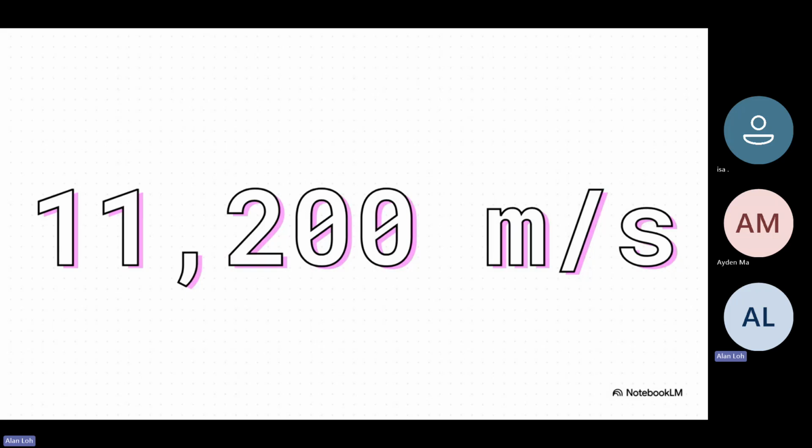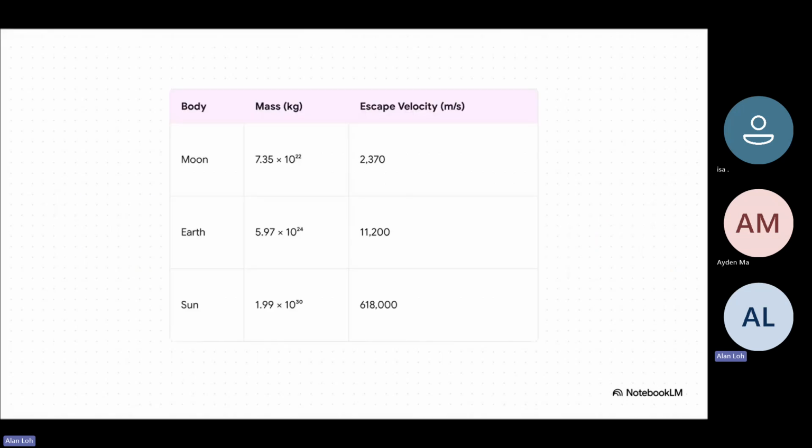And the number you have to hit, it's just staggering. To break free from Earth's gravity completely, you have to be going over 11 kilometers every single second. That's the barrier that every rocket has to break to send missions to the moon, Mars, and beyond. And as you can see here, this cosmic speed limit is totally different for every world because it's all tied to mass. It would actually be pretty easy to launch off the moon. But escaping the sun's monster gravity, that requires a speed that's almost impossible to even imagine.